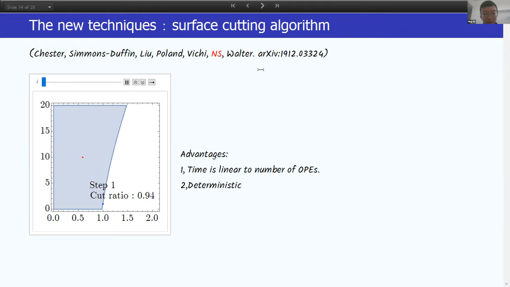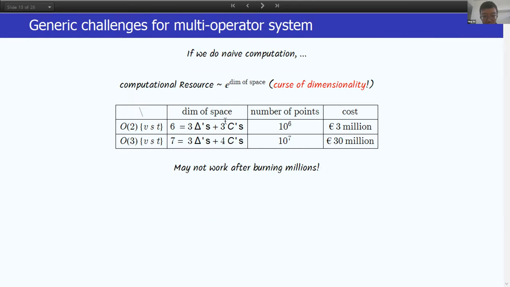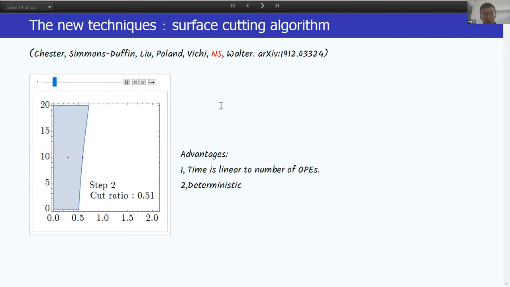One of my contributions is that I invented a new algorithm, which is very efficient for the scan problem in the OP space. So this one and this one in the OP space, the scan problem now becomes very easy. This is a bit technical, but basically the observation is that once you try to find the functional alpha for one point, this functional actually excludes a large chunk of volume in the OP space. Therefore, if you keep track of the functionals, you can actually rule out the space in some finite step.